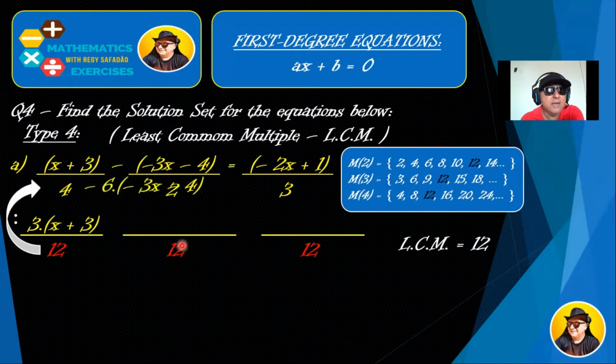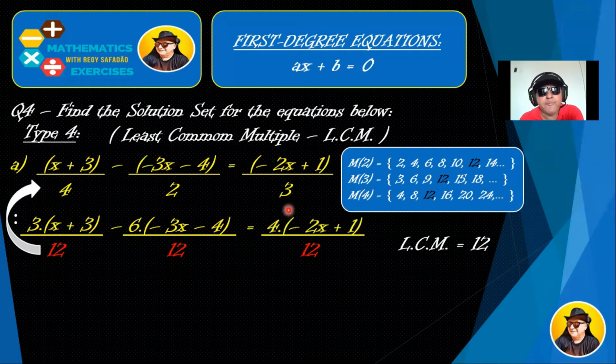So see what I did. Minus 6 times the binomial minus 3x minus 4. And 12 divided by 3 is 4. So see what I did. I did 4 times the parenthesis, the binomial minus 2x plus 1.